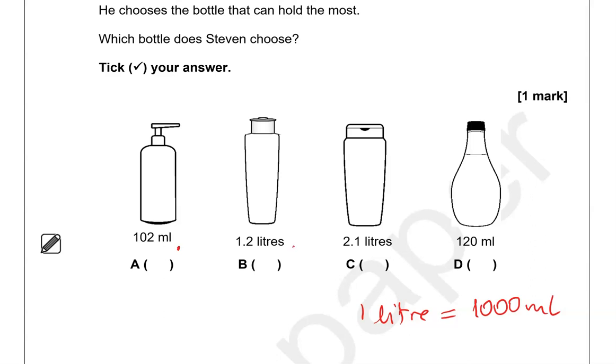This is 1.2 liters, so it's more than a liter. This is 2.1 liters, so this is more than 2 liters. This is 120 milliliters, so less than a liter. So we're focusing on these two. This is 1.2, so a bit over a liter. This is 2.1. This is a bit more than 2 liters. So C is the one that holds the most.